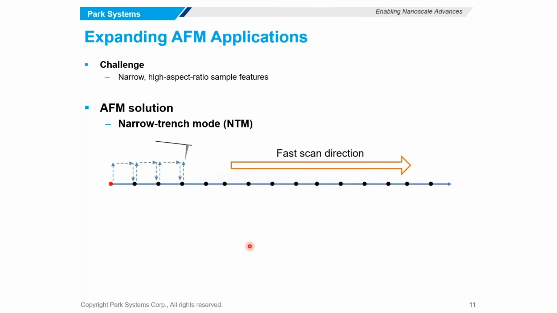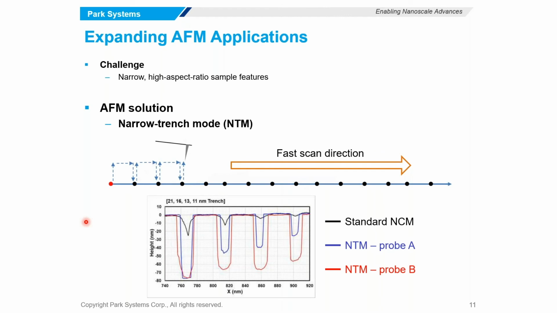And what differentiates narrow trench mode from normal AFM scanning is, instead of the single line raster scan across the fast scan direction to generate the grid of data points to generate the final AFM image, narrow trench mode uses a discrete series of measurements to go point by point to collect each data point individually and thereby create the final image. And using this method, it does unlock the potential to measure features that are narrower than could be measured by standard non-contact mode imaging.